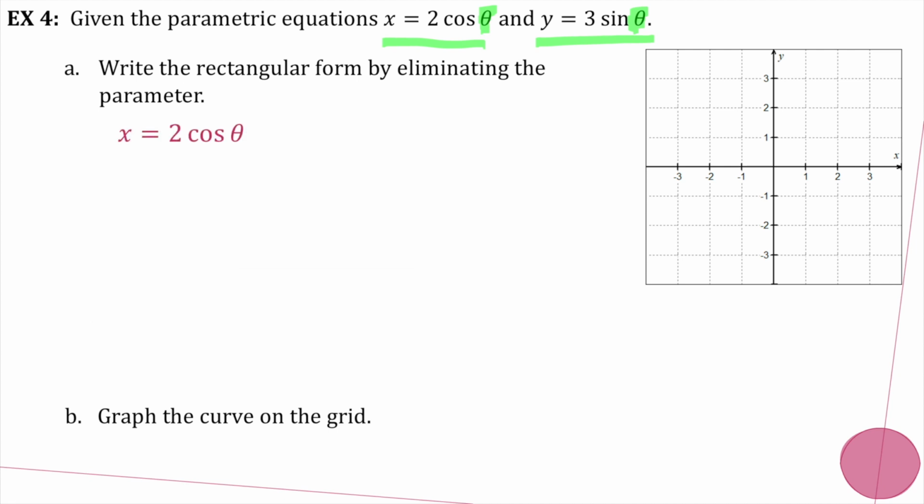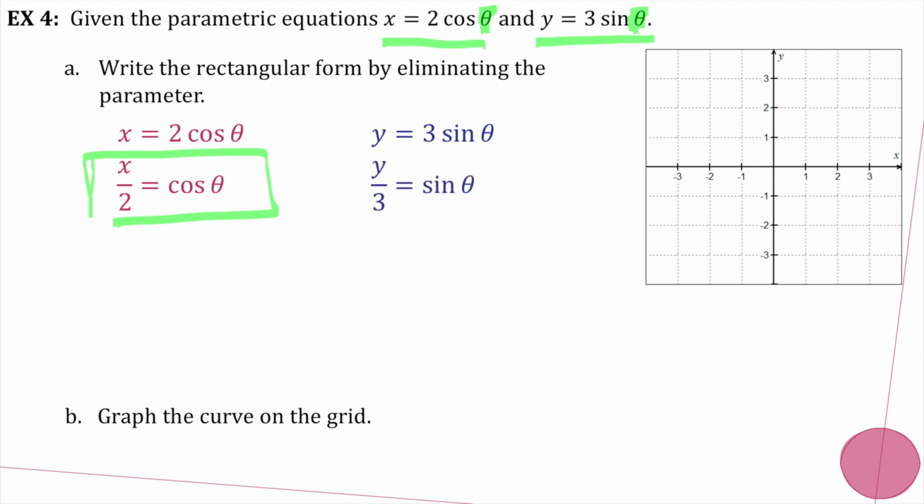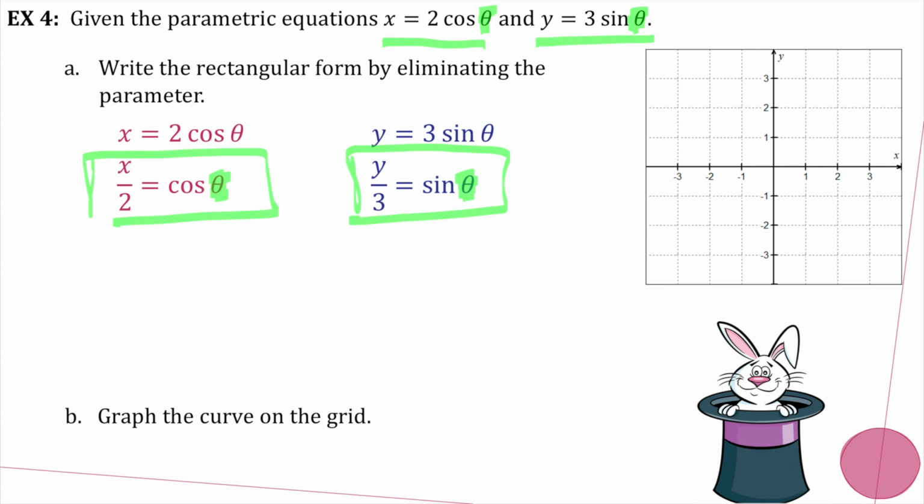So we know that x equals 2 cosine theta and y equals 3 sine theta. So I'm going to divide both sides by 2 to get cosine theta by itself, and I'm going to divide both sides by 3 to get sine theta by itself. Now I'm trying to get rid of theta, but it's stuck. It's stuck inside the cosine and the sine. So here's a little bit of math magic.